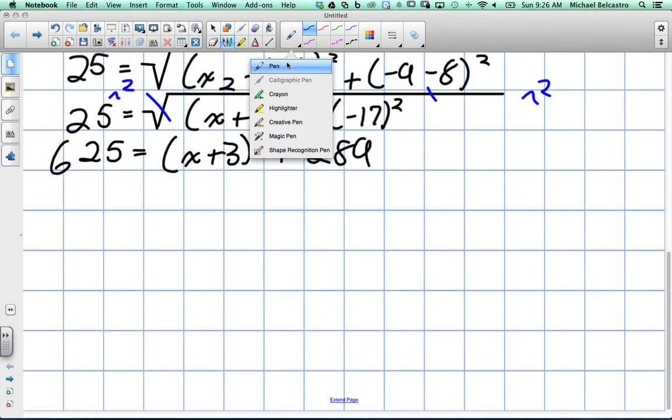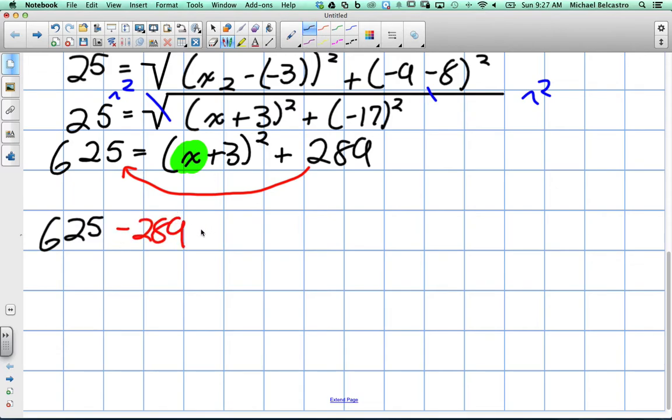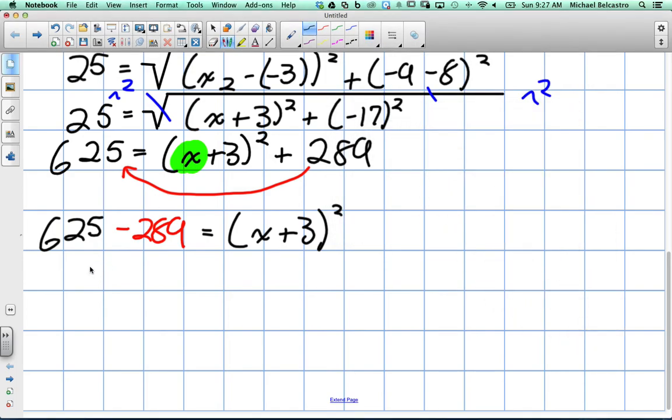We still want to isolate for the x on this side. Okay. So in order to do that, I'm going to move 289 to the other side, and we'll be subtracting by it. So 625 subtract 289 will be equal to our x plus 3, we're getting closer now, squared. We'll take a look at what that is. 625 subtract 289 equals 336. So we get 336 is equal to our x plus 3 squared.